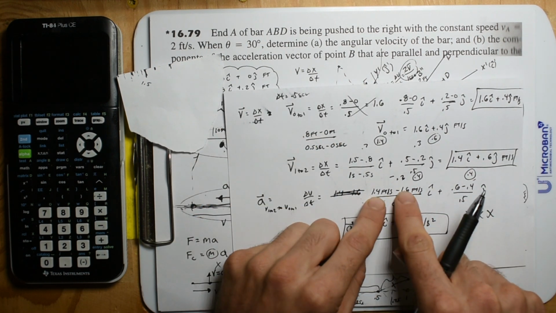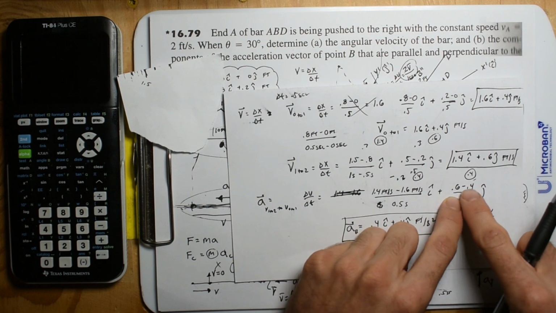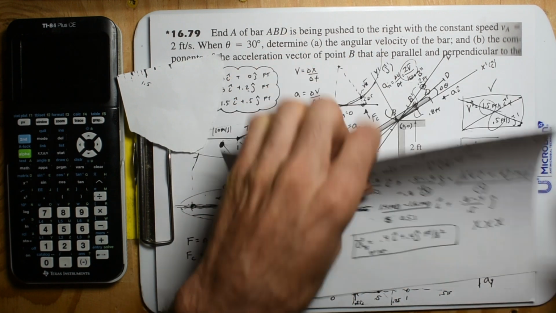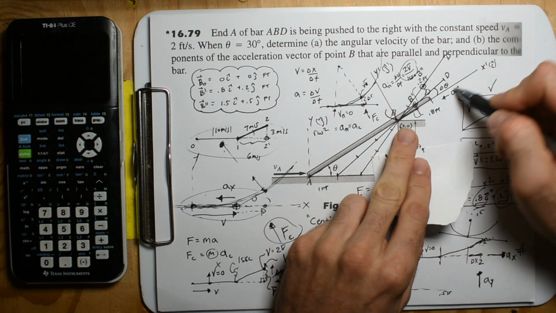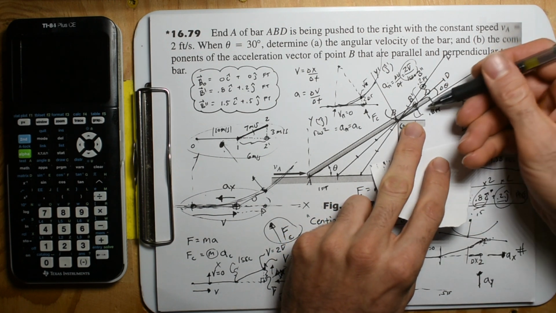So this is going to be a negative 0.2. Now this is going to be 0.6 minus 0.4. That's going to be positive. And that's what we're going to find. We're going to see that we're going to have an acceleration that way. We're going to slow down that way.